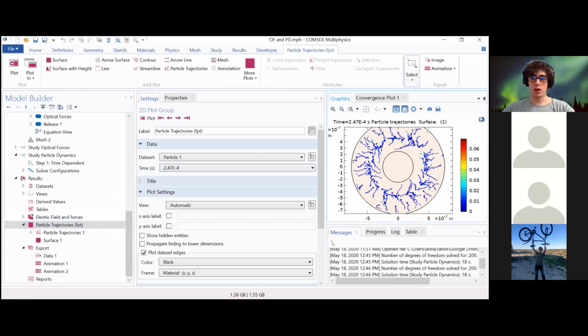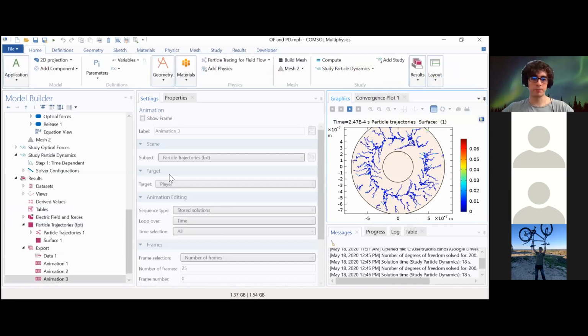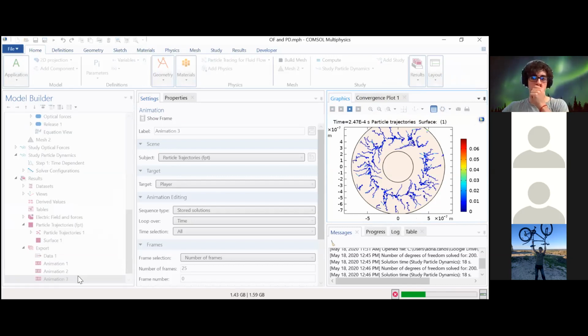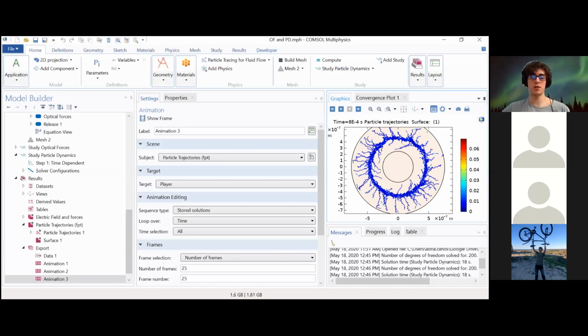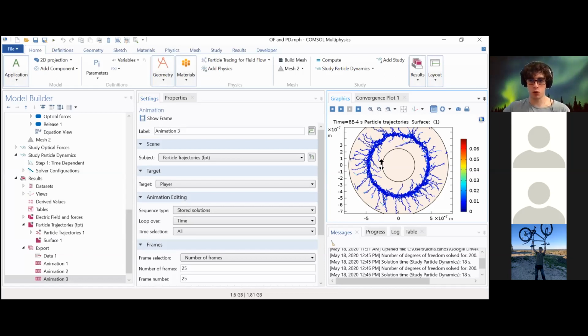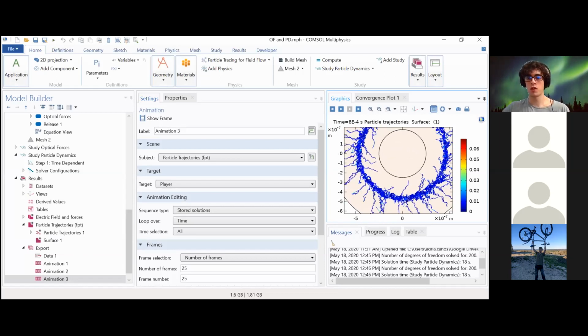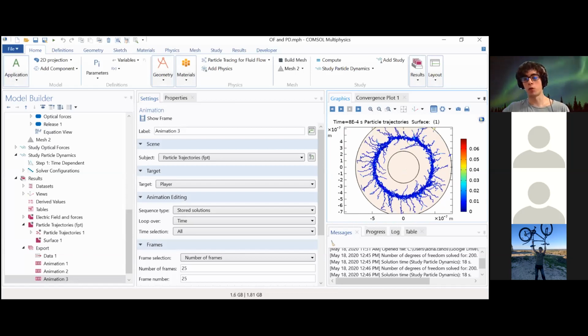So we can directly do an animation, for example, for this case. Animation, player or file. And now we can observe how this special force distribution makes the particles move towards some kind of optical vortex around the cylinder.